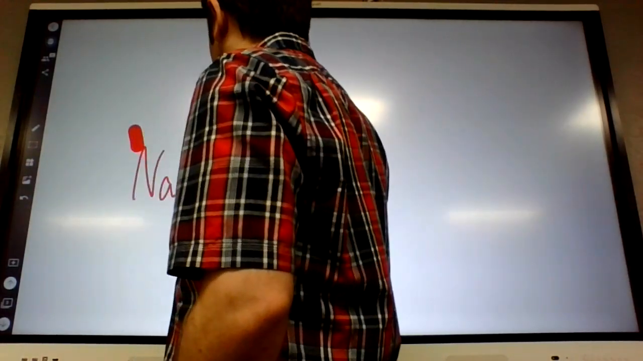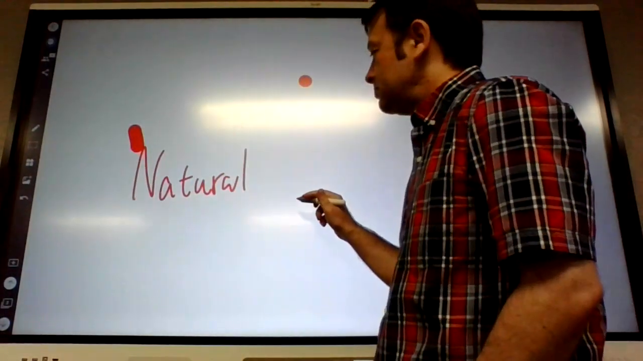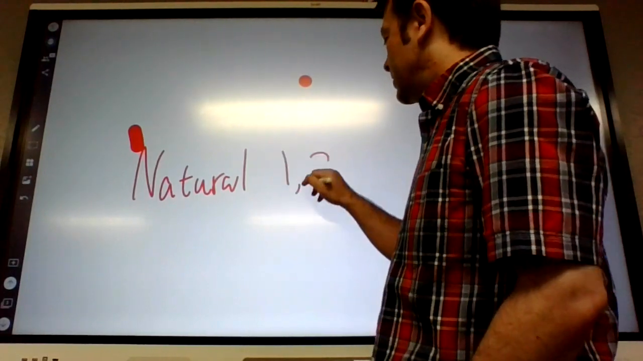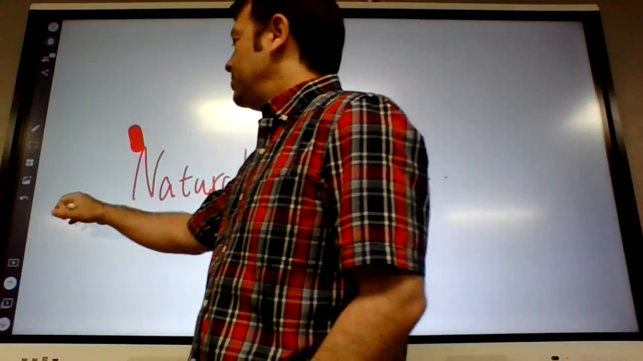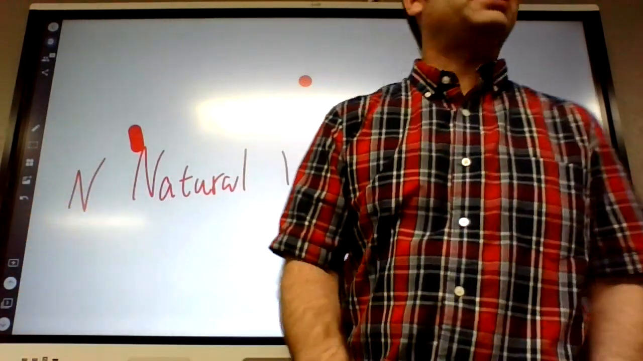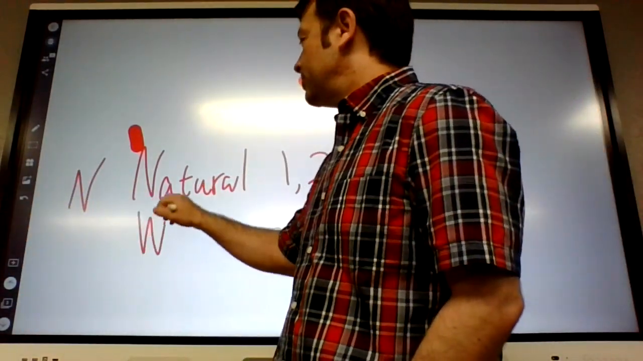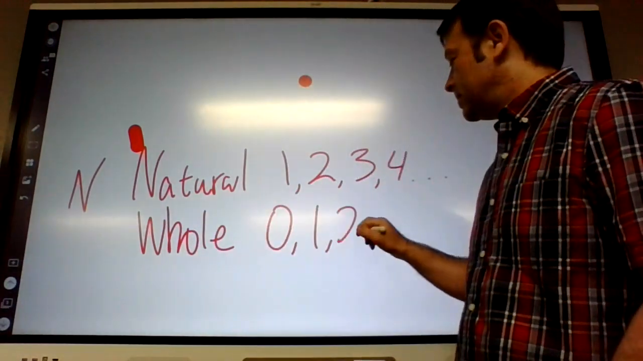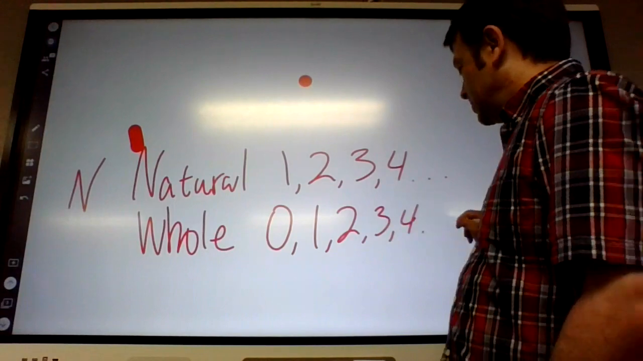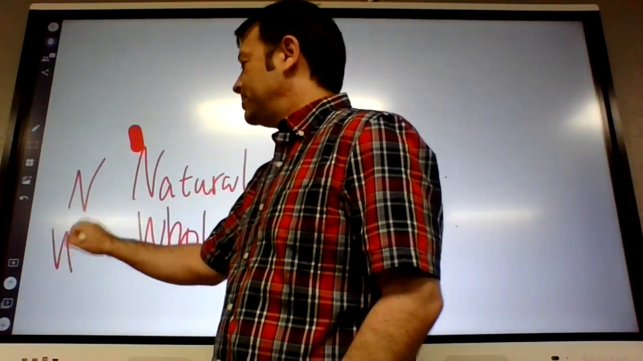Natural numbers are what? Counting numbers: 1, 2, 3, 4. And you can use N to represent natural numbers. Whole numbers are what? 0, 1, 2, 3, 4, and so on. They include 0. You can use a W to represent them.